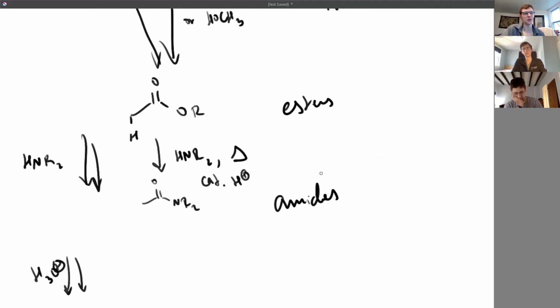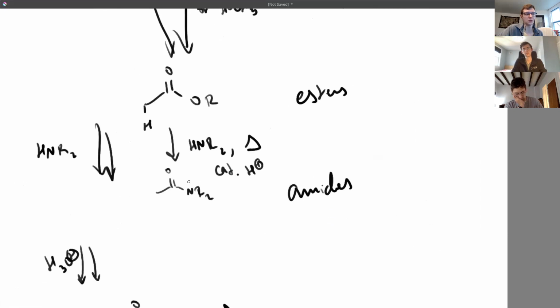Actually, it makes sense that it should be under acidic conditions too, because the mechanism is pretty much exactly the same as the Fischer esterification, right? So that one uses acidic conditions. Makes sense that this one should too. Cool.